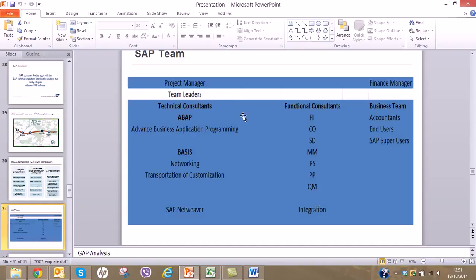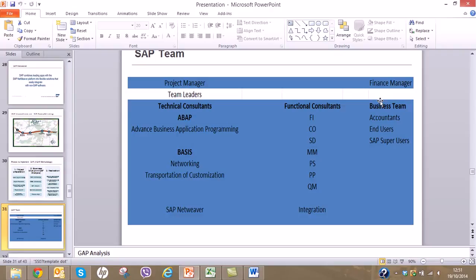Now functional consultants: FI, CO, SD, PS, PP, integration, and here there is the business team. The business team is the end users, account assistants, as he is, and as you are, you are end users. So your organization is going to implement SAP. Now you will see new people have shown up, and they have got their computers, but they are consultants.